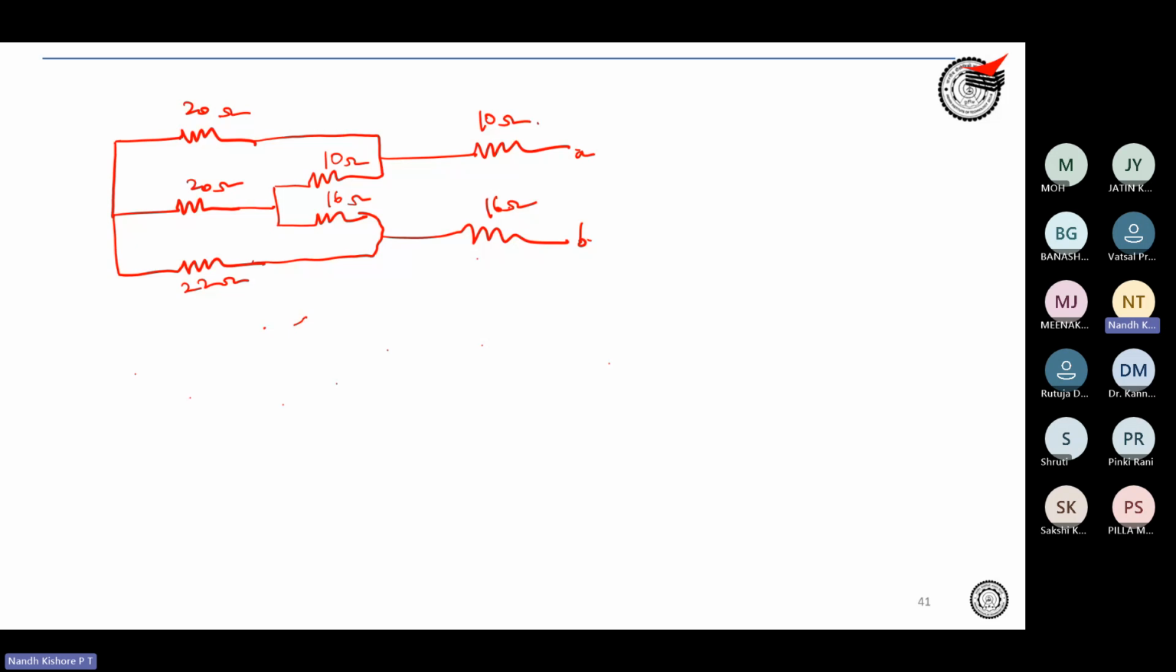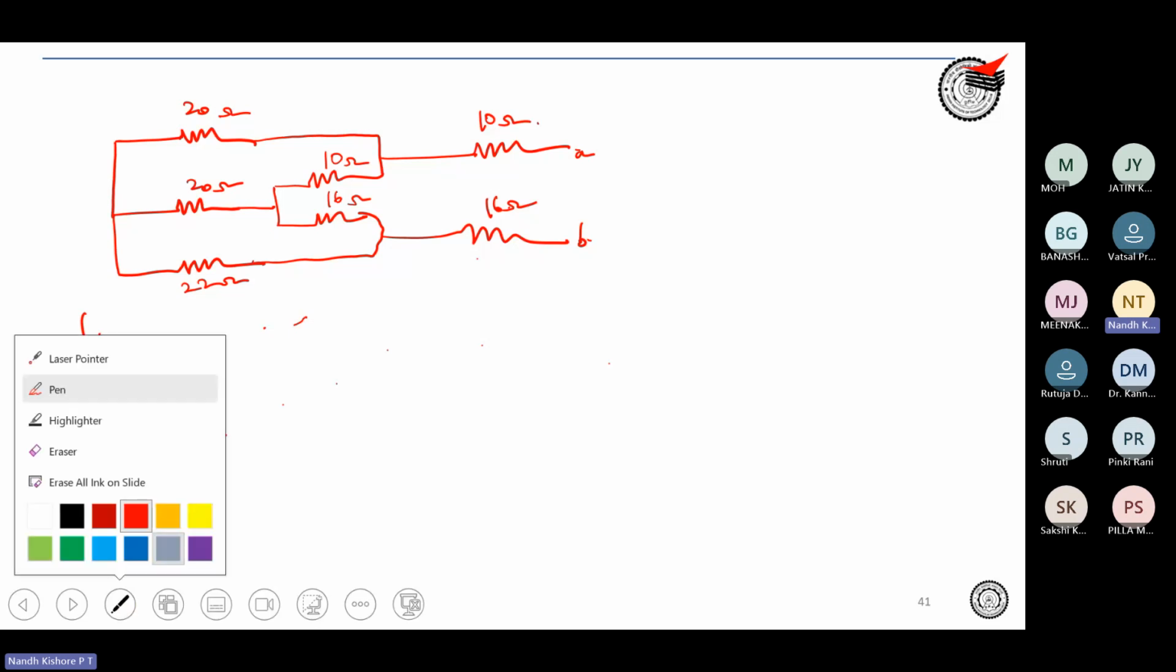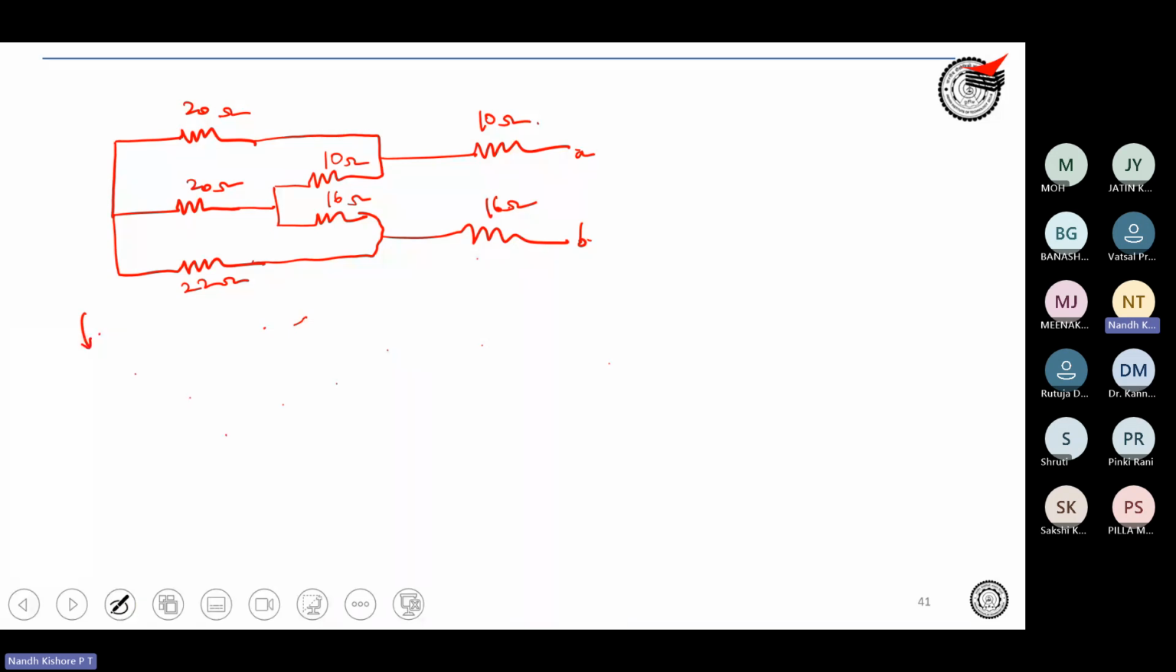So how will you find out the equivalent from this network? How can you find out the equivalent of this network? Okay, so I will redraw this. I'll just redraw this a little, right?